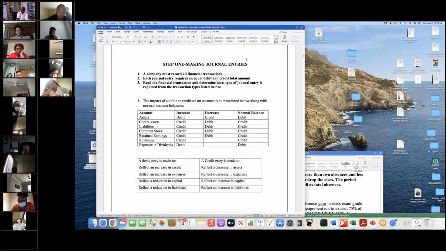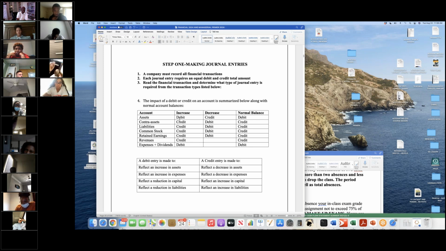Step 1, make a journal entry. Every time a company has a financial transaction, it's got to record it. Each journal entry requires an equal debit and credit. You read the financial transaction, determine what type of journal entry is required from the transaction type. So we're going to get to that in a second.